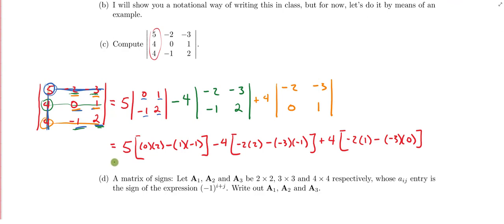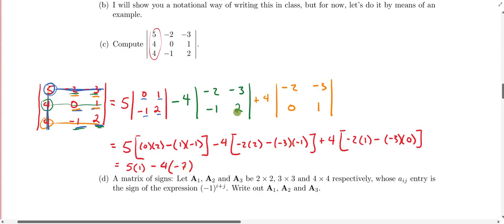In continuing that computation, we get, in this case, 5 times that entry 0. This entry would be a positive 1. So that determinant of this red 2 by 2 matrix is 1. Minus 4 times, here we would have negative 4 minus 3. So that gives me negative 7. That is, the determinant of this green 2 by 2 matrix was negative 7.